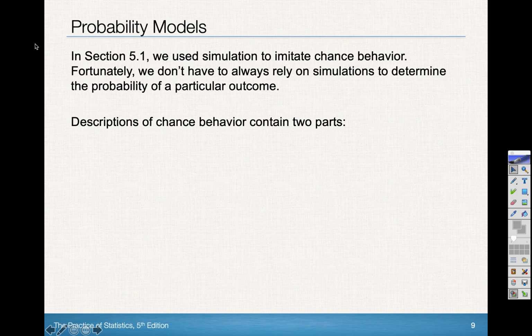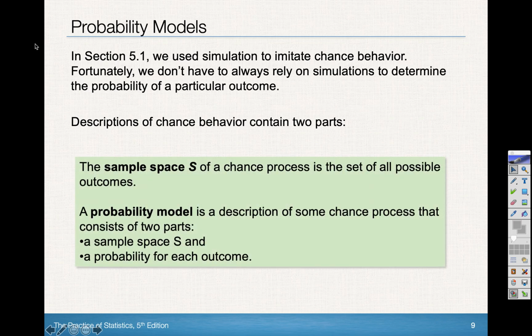In our last section, we looked at simulations to imitate chance behavior. Fortunately, we don't have to rely on simulations to determine a particular probability. Instead, we're able to calculate it as long as we have a sample space. A sample space, which is denoted by the capital letter S, is the set of all possible outcomes. And every probability model, which is a description of some chance process, consists of two parts.